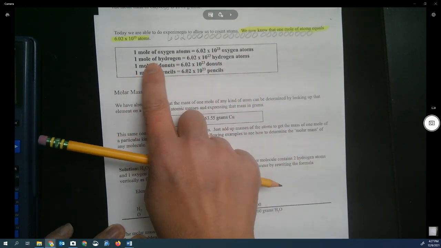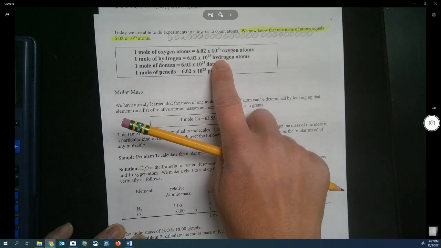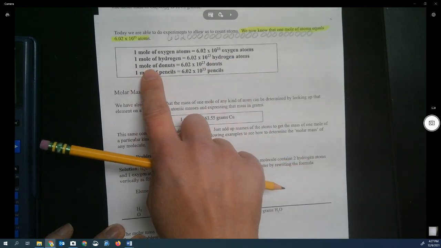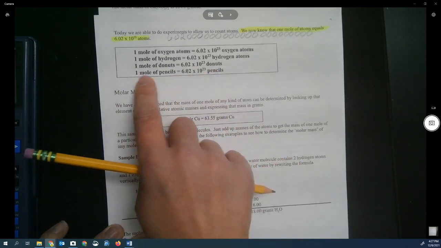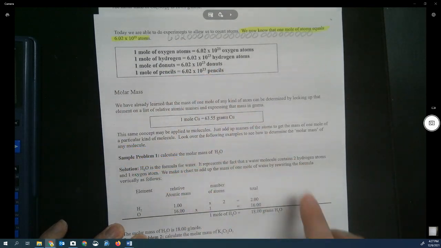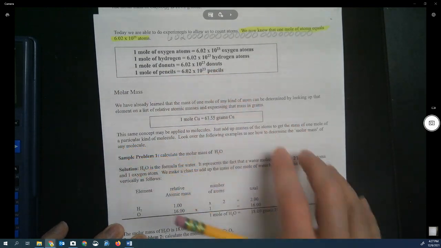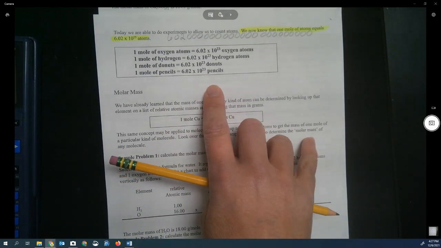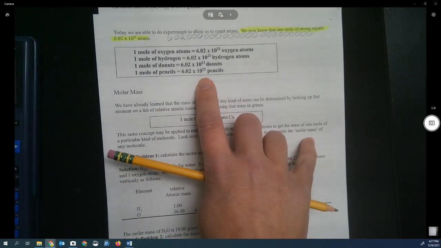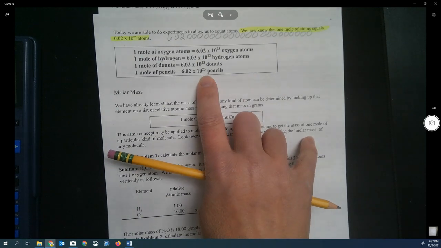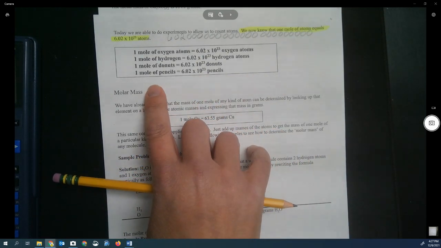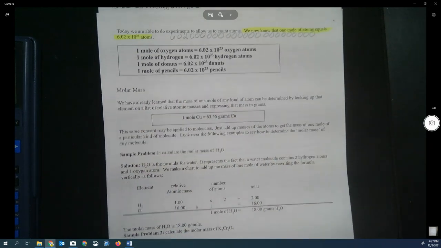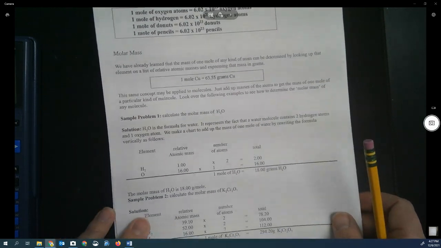We also know that 1 mole of hydrogen equals 6.02 times 10 to the 23rd hydrogen atoms. 1 mole of donuts, 6.02 times 10 to the 23rd donuts. 1 mole of pencils, 6.02 times 10 to the 23rd pencils. So the number of particles is always equal to 6.02 times 10 to the 23rd particles. Just like if I had a dozen pencils, I would have 12 pencils. That same idea. All right, well, molar mass.